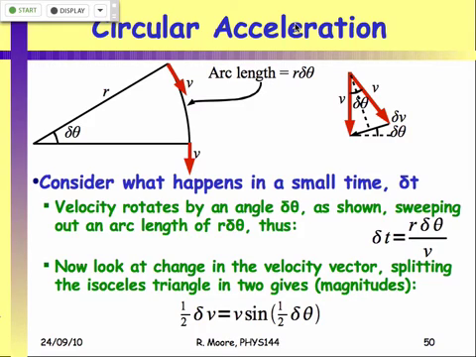Okay, so we've got circular motion. So we know that the velocity is changing because the direction of the velocity vector is not remaining constant. And any time we have a change in velocity, we have to have an acceleration. So now what we want to do is calculate what is the acceleration for an object that's moving around in a circle with a constant speed.